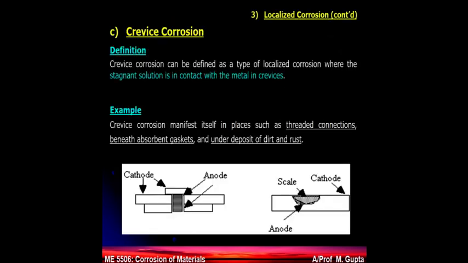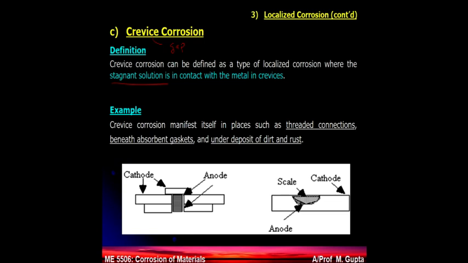All right, so let's move on to crevice corrosion now. Crevice, what is the meaning of crevice in English? The meaning of crevice in English is gap. So whenever you have a situation where there is a gap in the system and there is stagnant water or some kind of liquid solution, you have crevice corrosion.